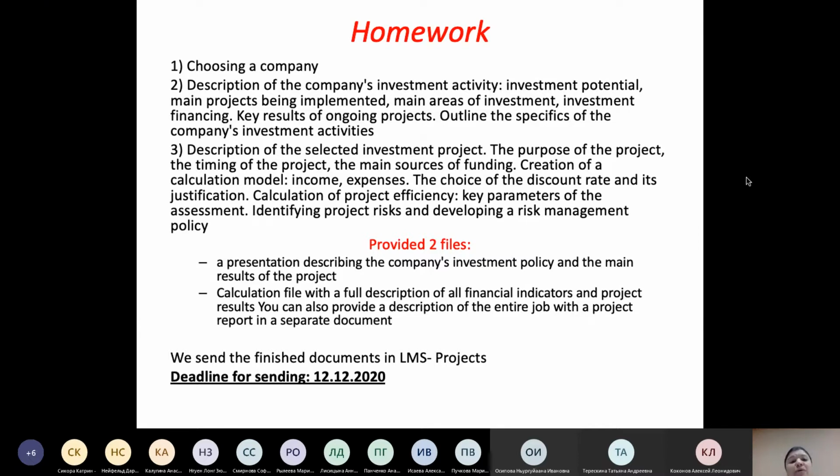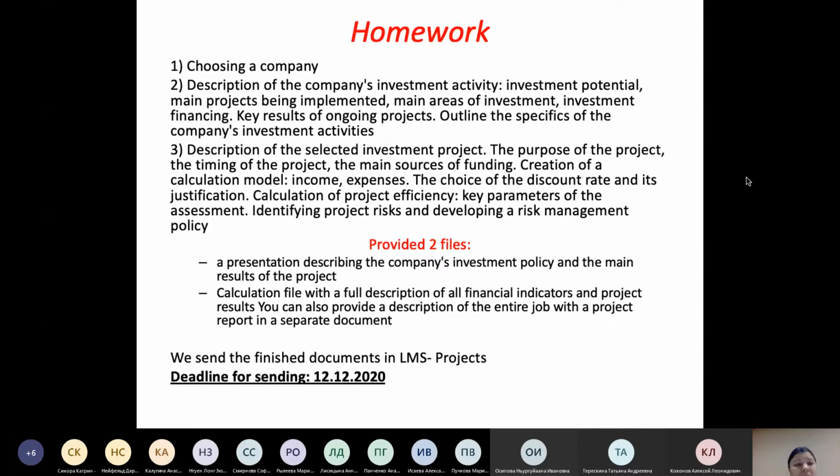And then you have to identify the main project risks and develop a risk management plan for the company. As the final result, as the form of presenting your research, you'll send in LMS, in the special portfolio projects, two obligatory documents: a presentation describing the company's investment policy and the main results of your project, and your calculation file.